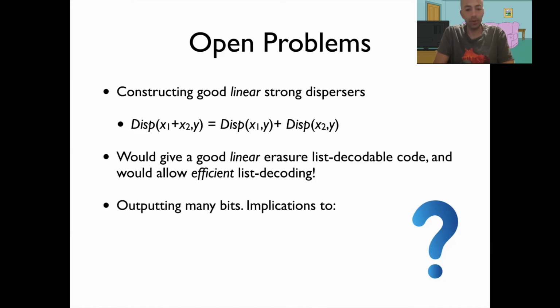The second problem is outputting many bits. Construct a disperser with parameters matching ours, but not a single output bit, but many output bits. And this would have applications to subspace designs and certain extractors.